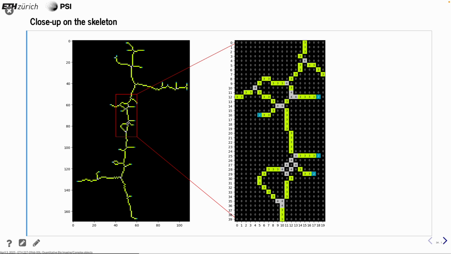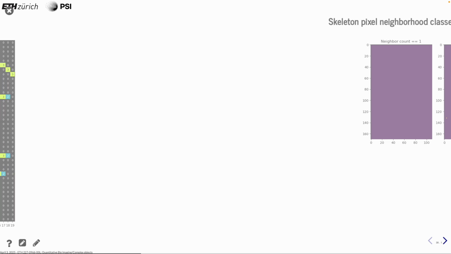Let's see, no, yeah, there's another one. The 2 is an indication that we have an endpoint, because then we only have one neighbor, and that's the termination of that branch. In this example, I don't see any 5s, but sometimes there can even be 5s.